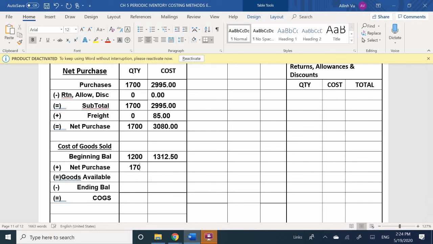So we're gonna add our 1,700 here for 3,080, and then we're gonna add the total. So what is our goods available? Goods available is 2,900. And what's the total of those two combined? Well, we're not there yet. $4,477.50.